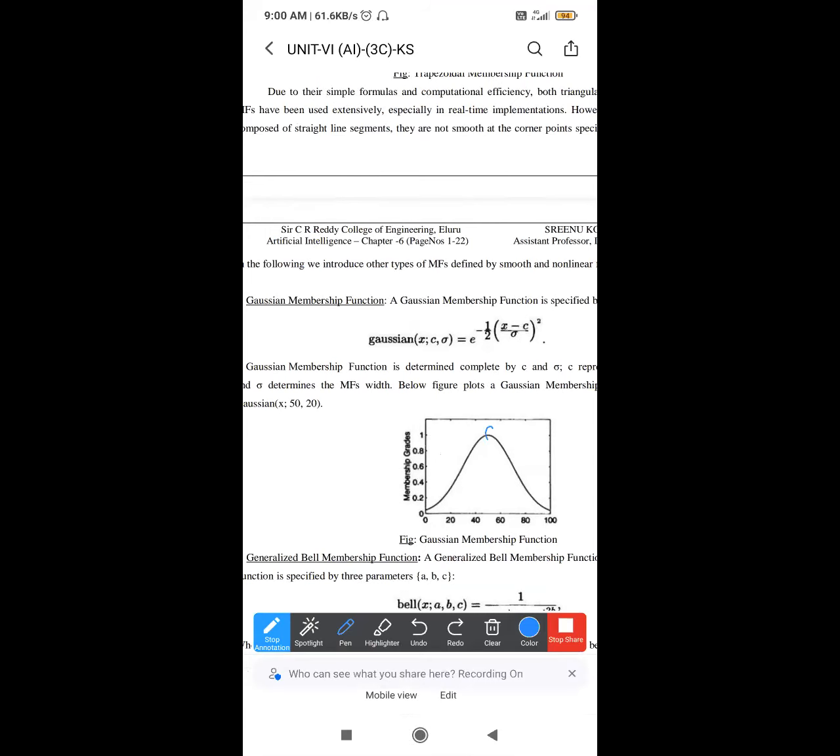So C is the center. Center means between 40 to 50, you have 50, right? That's why I have taken 50. C is the center, the center means this position. And the next one is 20, that is the sigma value. Okay. This one.